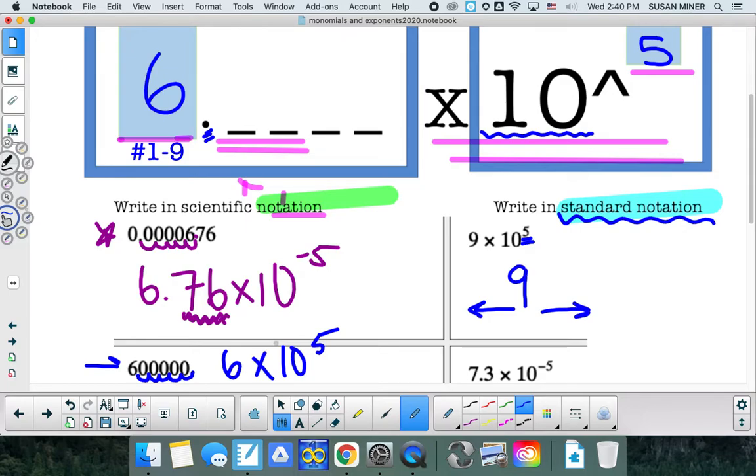Hopefully you said you wanted to move to the right to make this a big number, because we do. And so I want to move my decimal place 5 place values to the right. And so I'm going to go 1, 2, 3, 4, 5, right? And I'm kind of moving my imaginary decimal that's here 5 places to the right, and then I just fill in with zeros.